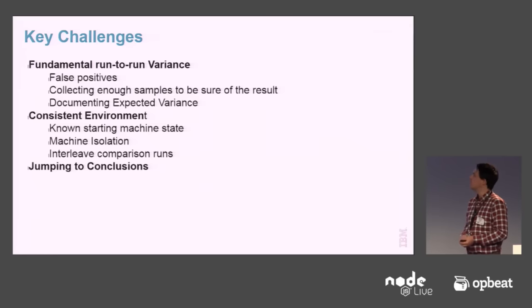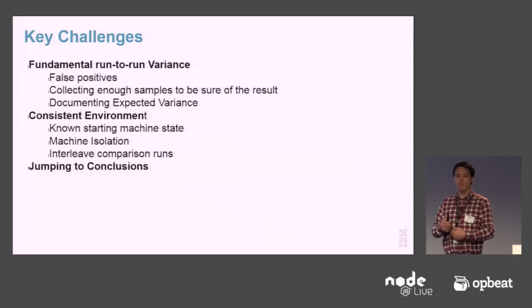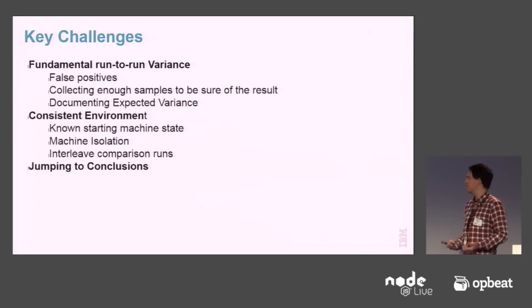One of the things that could cause these issues is not having a consistent environment. So the machine that you're doing your testing on, you're going to want to try and make sure that it's in the same state each time you run your tests. In our team at IBM, one of the things that we do to try and get around this is we reboot our machine before we run each set of tests.